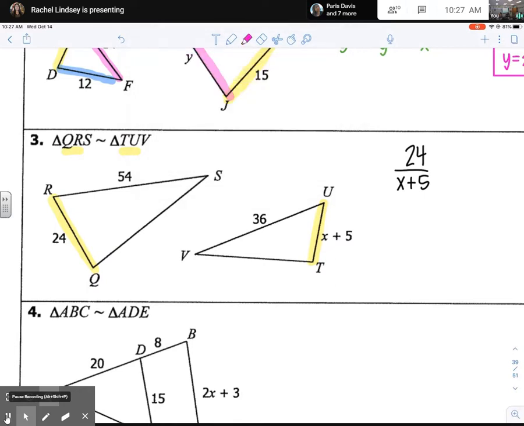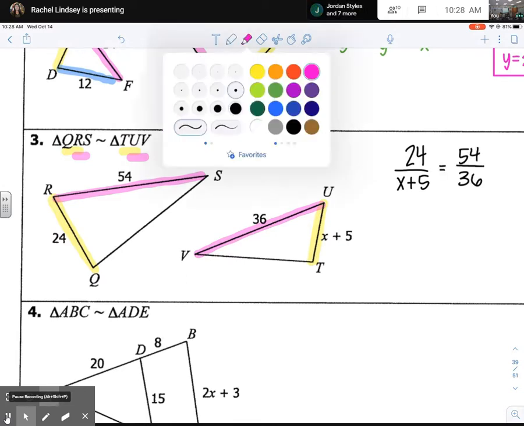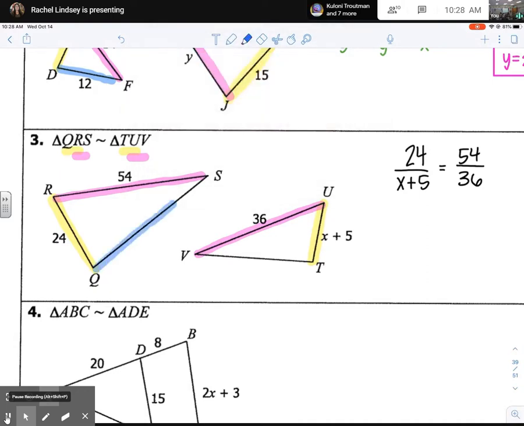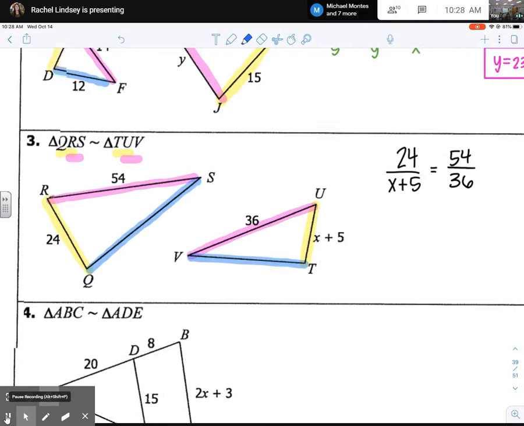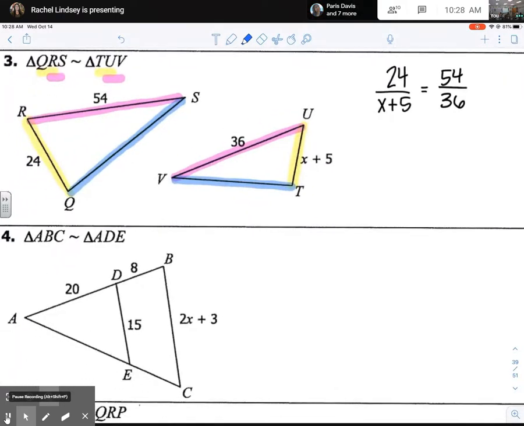Then I only have one other side, so I'm going to look at that side. If you want to, you can look at all of these sides and highlight through. But I know I'm going to be looking at RS. RS goes with UB. So my ratio there is 54 over 36. And then my other side's QS goes with BT or TD. We don't really need the blue side, but it is nice to know that those are corresponding.